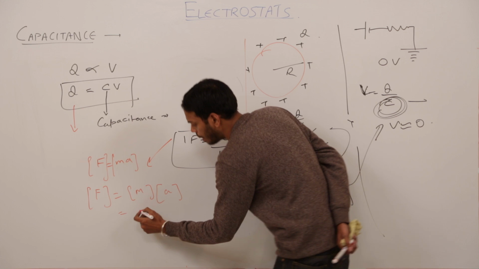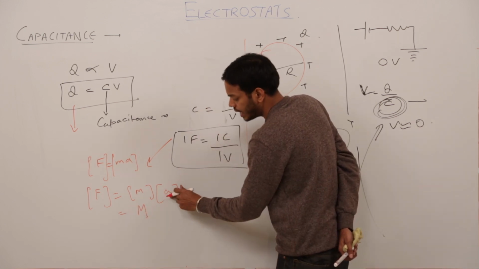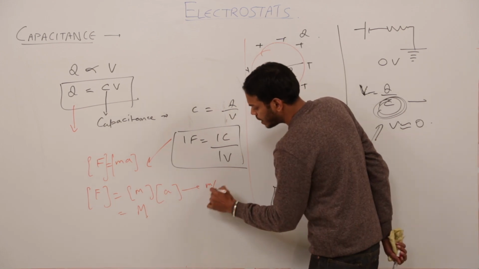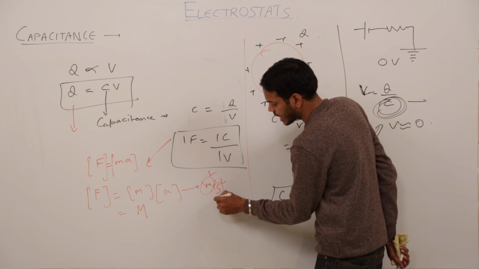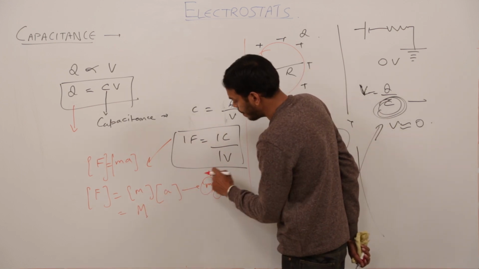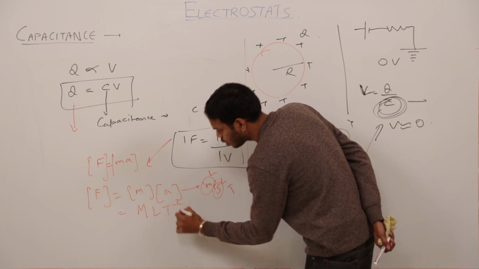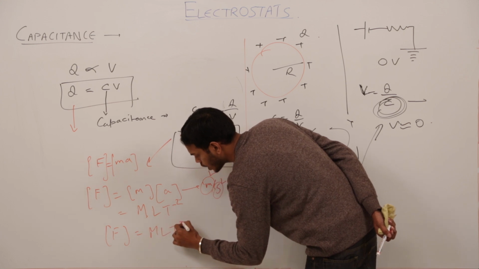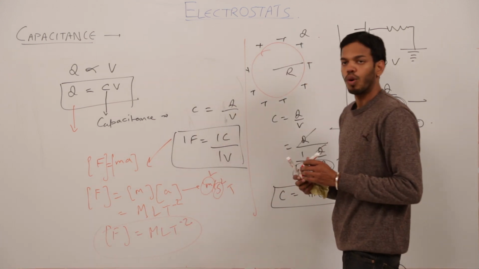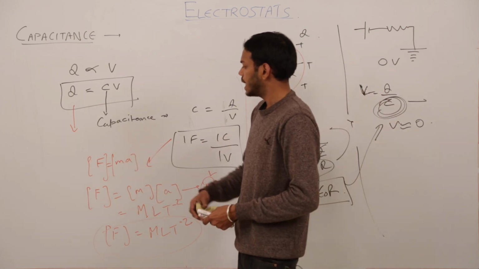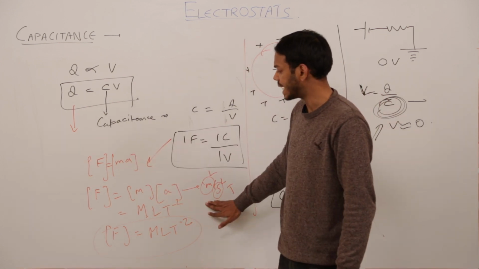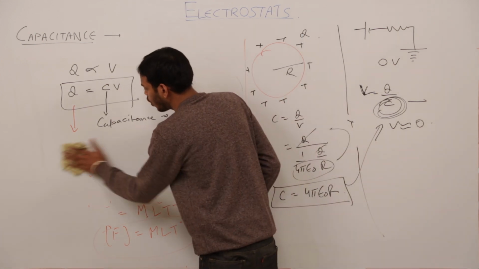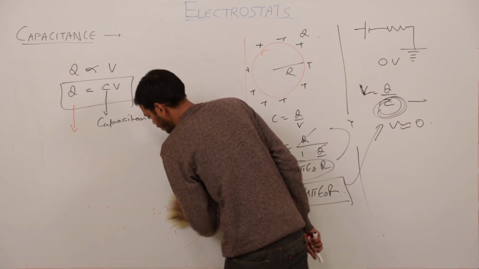M is mass. The dimensional formula of mass is M. A is acceleration. What is the SI unit of acceleration? Meter per second square: meter is length, second square is time. So the dimensional formula of acceleration is LT minus 2, and the whole thing becomes the dimensional formula of force. So what we did here was use simply the formula and the SI units and convert them into dimensions. The same thing we are now going to do for capacitance.